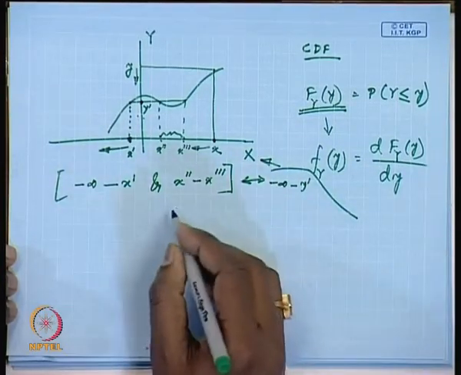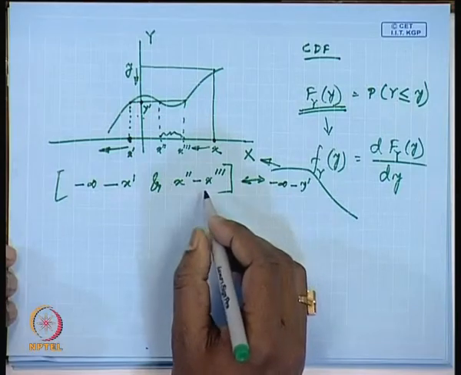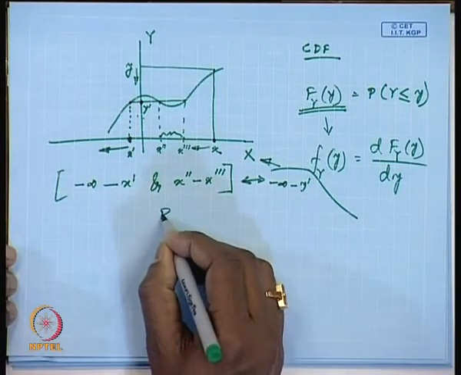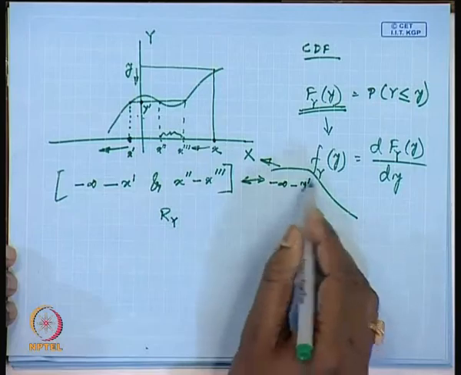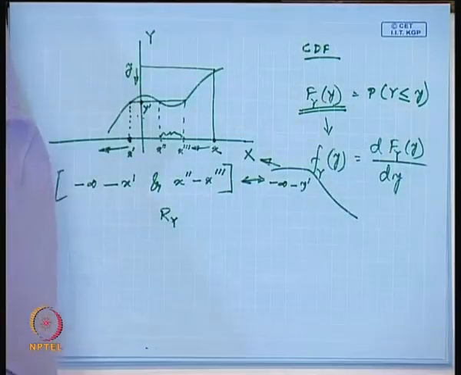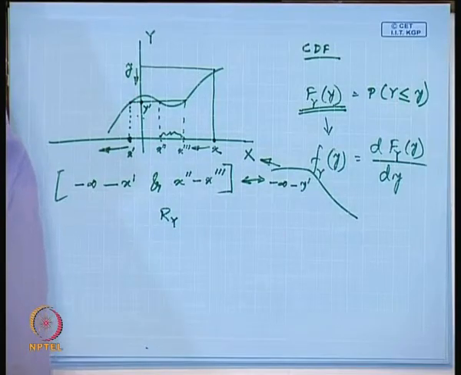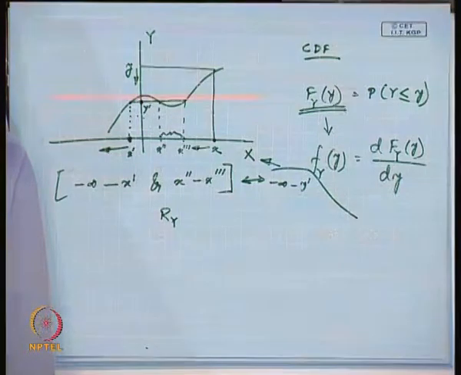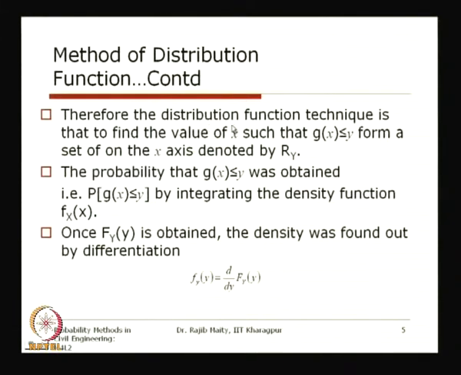So, this is that set which we are talking about, that R_y, the corresponding set for this specific value of y. This is what is explained here. First of all, in this technique, the distribution function technique, we have to find the values of x such that g(x) is less than y, form a set on the x axis, and this is denoted by R_y.